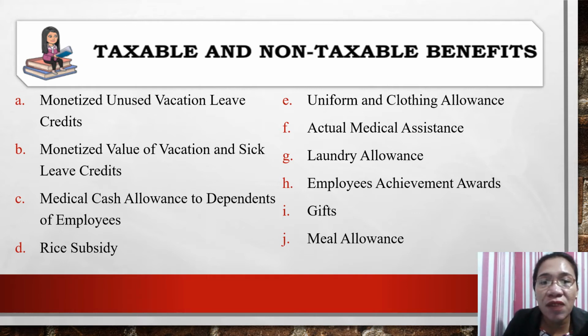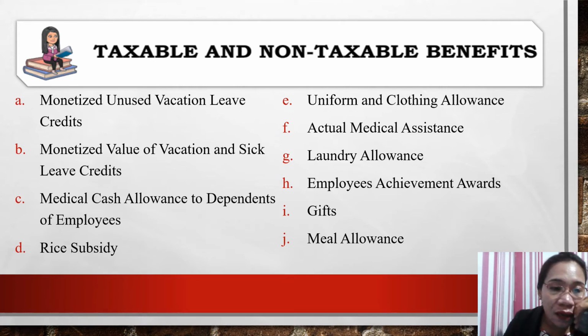So, all other benefits given by employers shall not be considered as de minimis benefits, and hence it shall be subject to income tax as well as withholding tax on compensation income. So meaning to say, some of the benefits here are taxable and others are non-taxable.